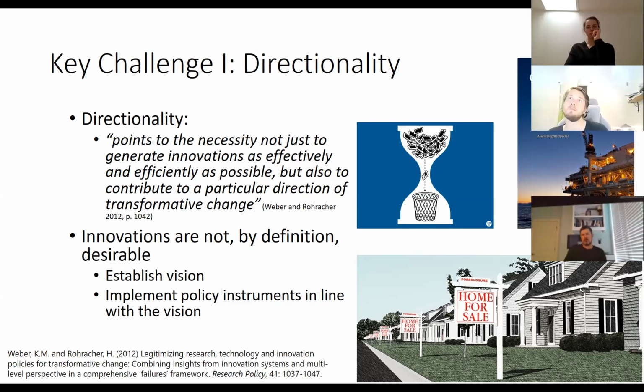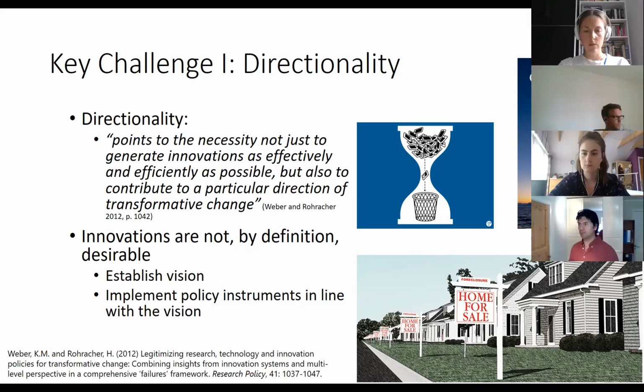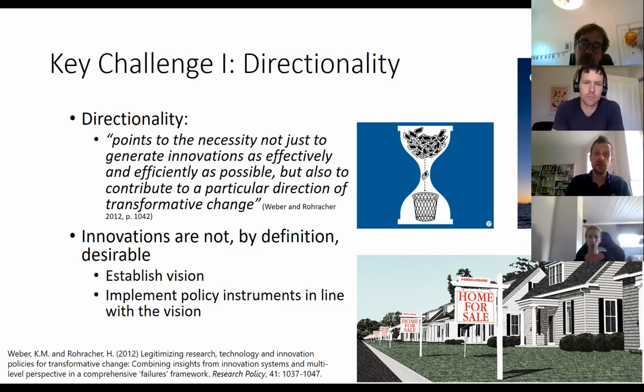And the first of these challenges relates to directionality. So Weber and Rohracher define directionality as pointing to the necessity not just to generate innovations as effectively and efficiently as possible, but also to contribute to a particular direction of transformative change. Okay, so the point here is that innovations are not by definition desirable, and innovation policy should stimulate those innovations that are desirable and not the other ones.